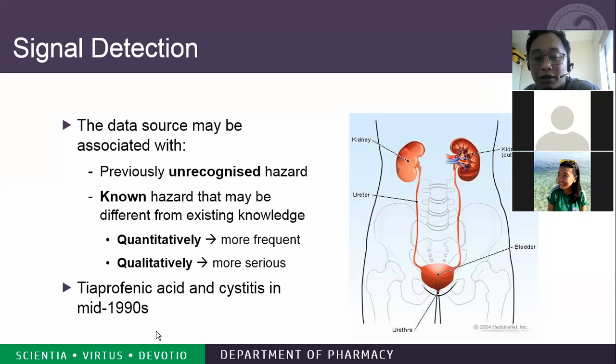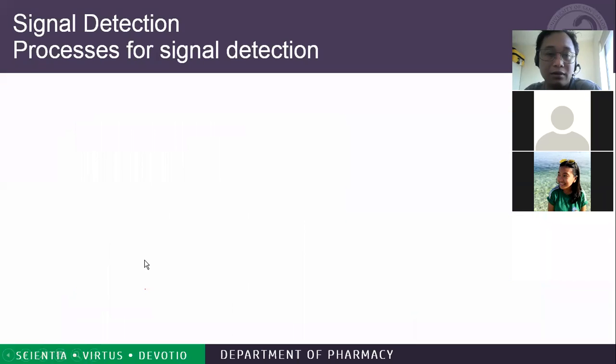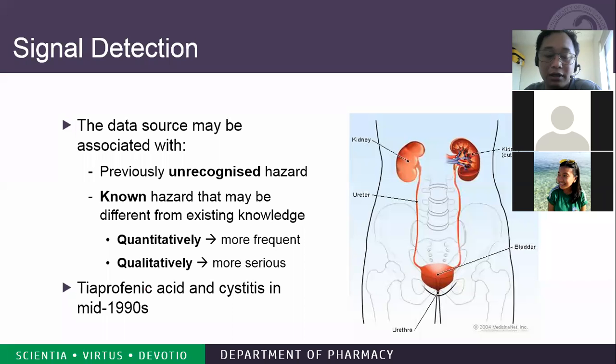But if somebody uses the acid at the normal dose frequently, the cystitis may appear again and again, and it may cause a serious effect, because it can lead to a medical procedure to fix the inflammation in the urethra. But now tiaprofenic acid is no longer used.